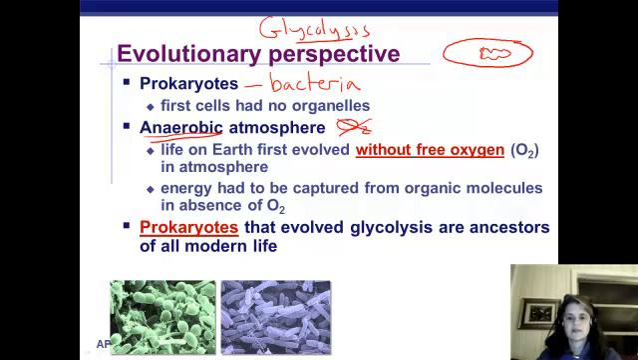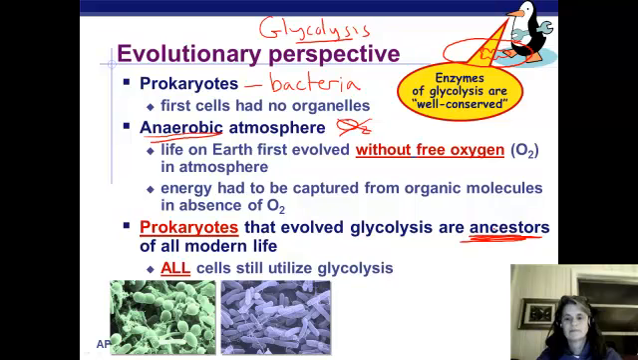Prokaryotes evolved glycolysis, and they are the ancestors of all modern life, which is why we still have this process. This is a direct hand-me-down from the first life forms. Please understand that every cell on Earth that we know of utilizes glycolysis.